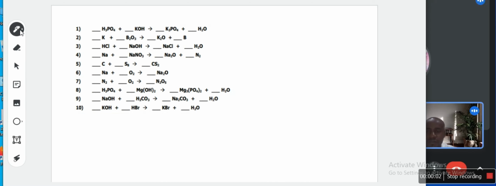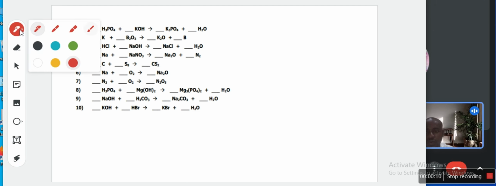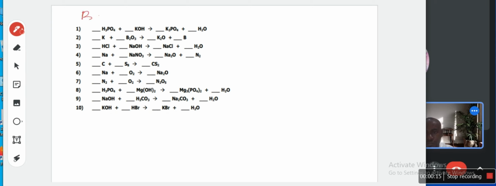The topic is balancing chemical equations. Remember, on page 18 of 20. I hope you're on page 18 of 20. Yes. Balancing chemical equations.